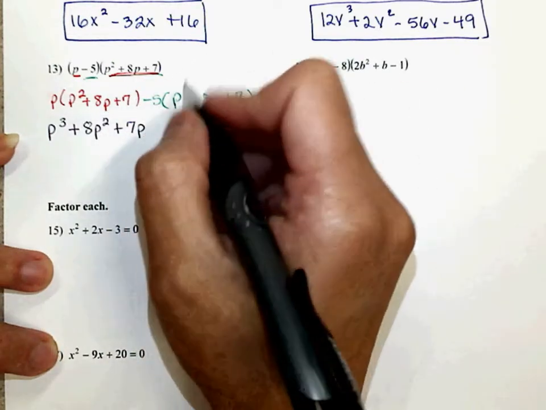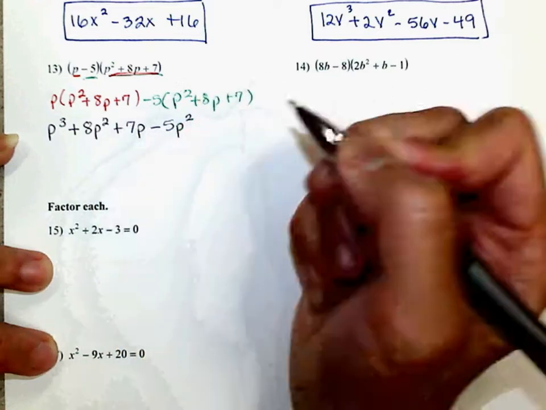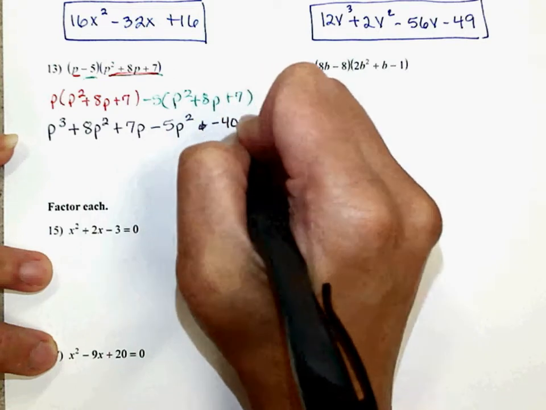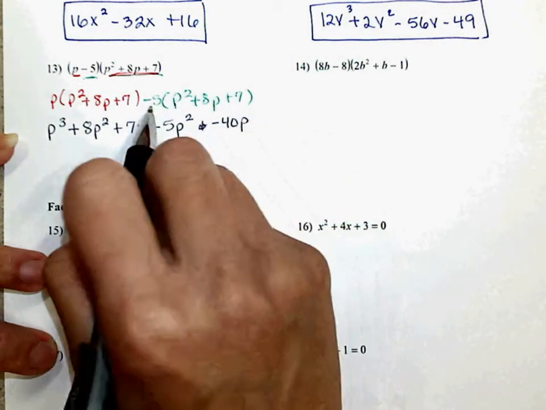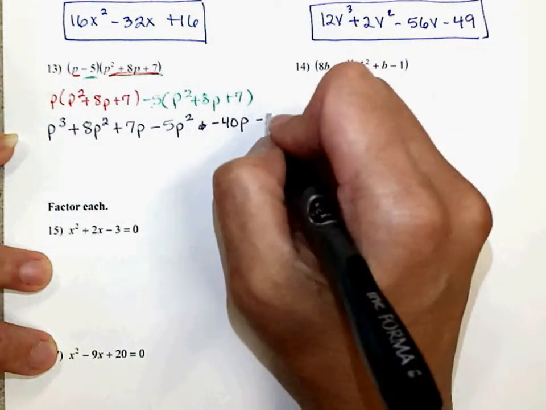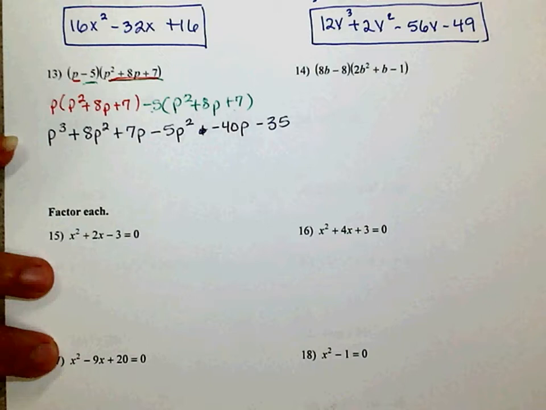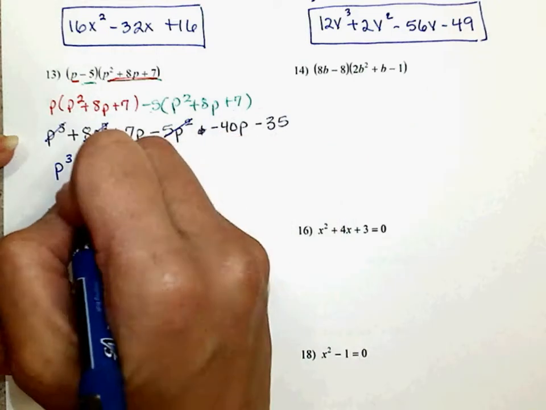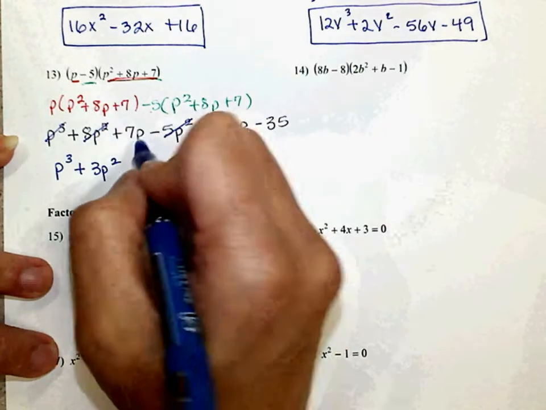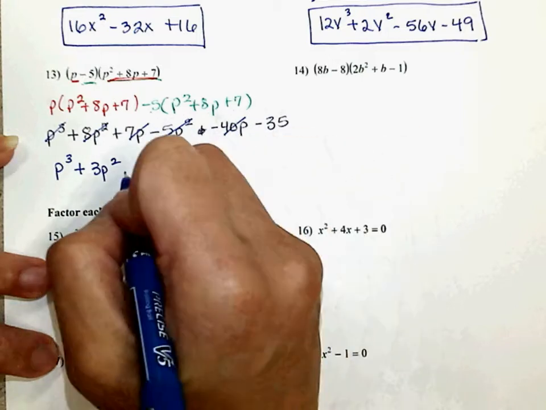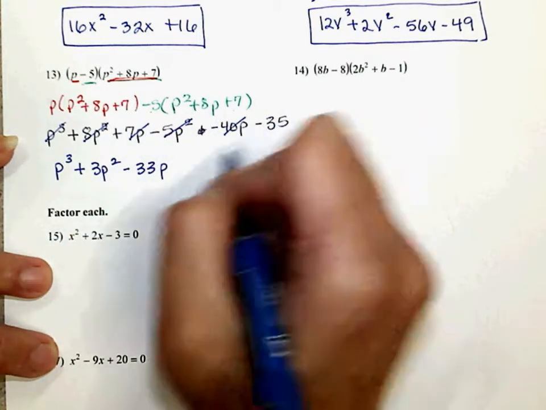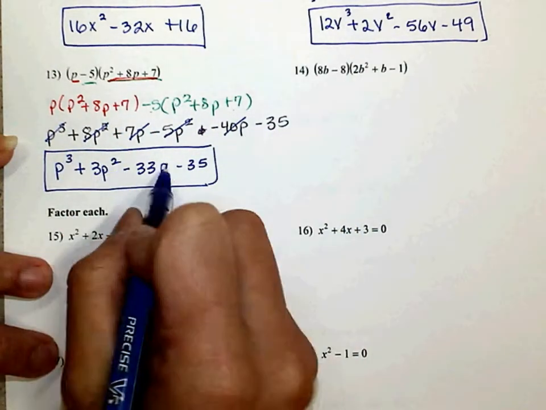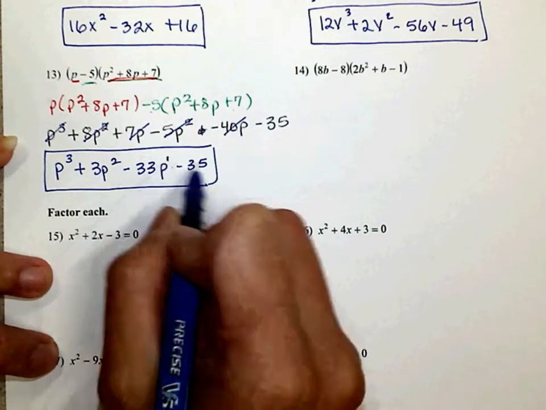Negative 5 times p squared is minus 5p squared. Negative 5 times 8 is positive, not positive, negative 40p. Negative 5 times positive 7 is negative 35. Combine your like terms. 8p squared minus 5p squared is positive 3p squared. 7p minus 40p is negative 33p. And then you have your negative 35. High to low: 3, 2, 1. There's an understood 1 here. Negative 35. Okay.